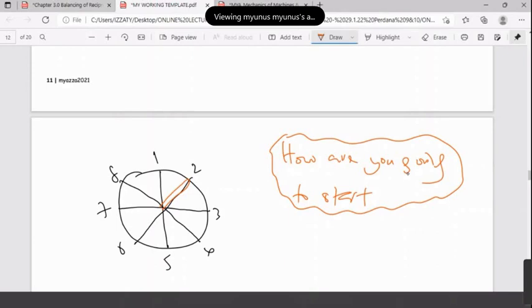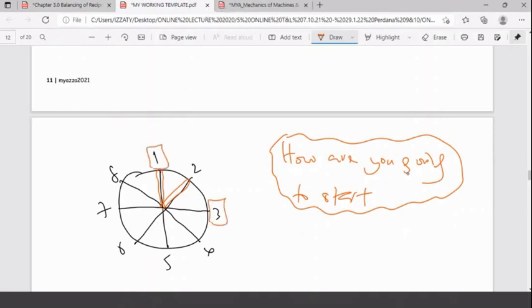Push it to number 1 is correct. Yes, push it vertical. So you can push it vertical, which is easier, or you can push it horizontal. Number 3 also can. So either number 1 or number 3 can. If you put it elsewhere, it is very difficult for you to calculate all the components of forces. Remember that.